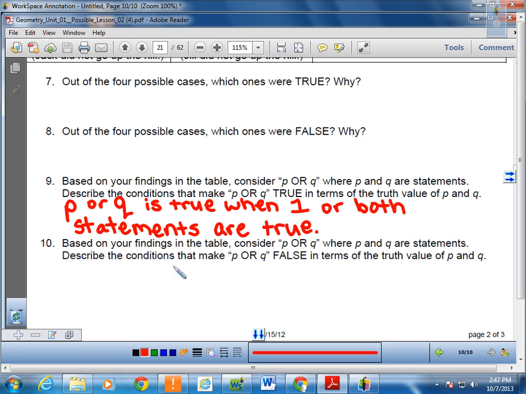Based on your findings in the table, consider P or Q, where P and Q are statements. Describe the conditions that make P or Q false in terms of the truth values of P and Q. To answer this question, we need to say P or Q is false when neither statement is true.